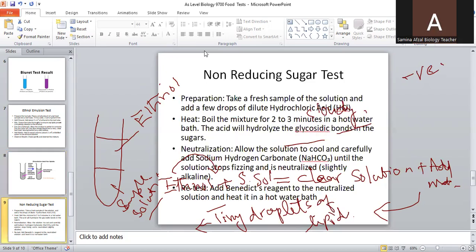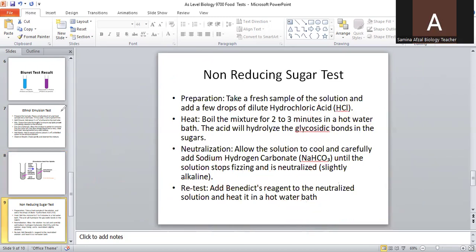Now, there is another test which is very important, and it has been added into many papers of the Cambridge. So, the non-reducing sugar test. First of all, again, we have to make the sample solution. So take a fresh sample of the solution and add a few drops of dilute hydrochloric acid to it. First of all, what will you do?